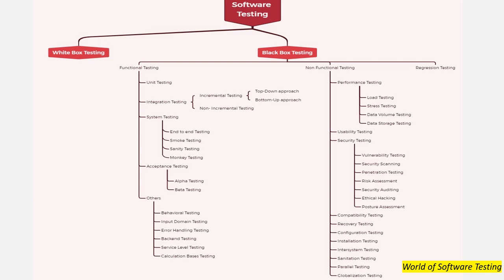So software testing is mainly divided into two ways. The first one is manual testing and the second one is automation testing. Manual testing is nothing but testing the software application without use of any automation tools, such as Selenium.